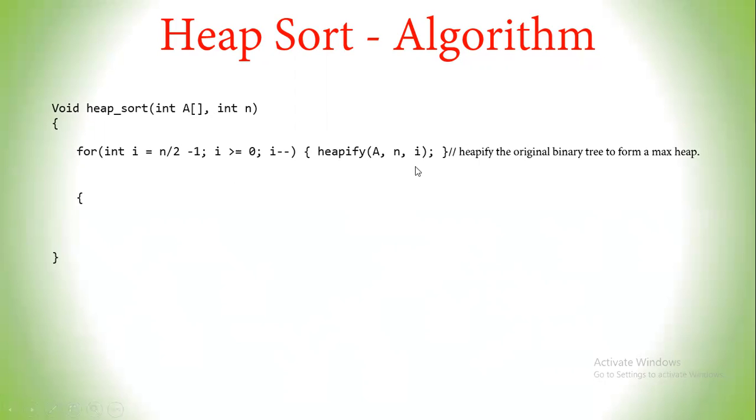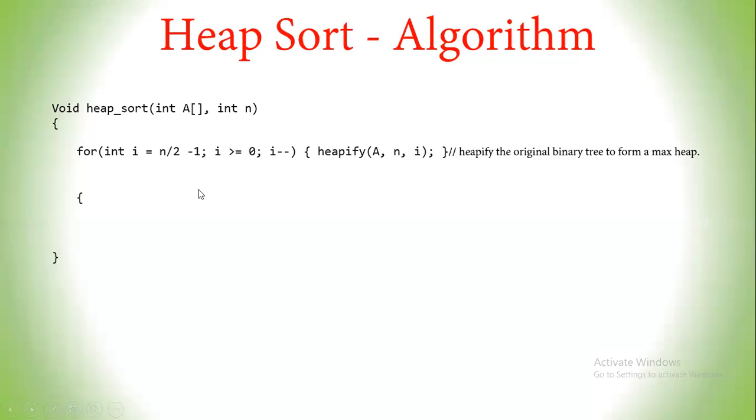And the first thing we have already done. This is what we were discussing throughout this whole lecture. Starting from the first parent to the last parent, we should heapify. Why are we doing this? To convert the original binary tree to a max heap. We already did that; I already explained that. So after that, what happens? How do we heap sort?